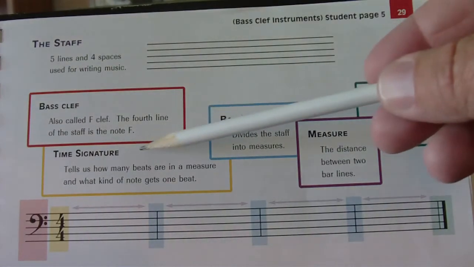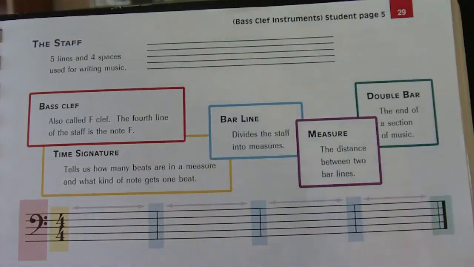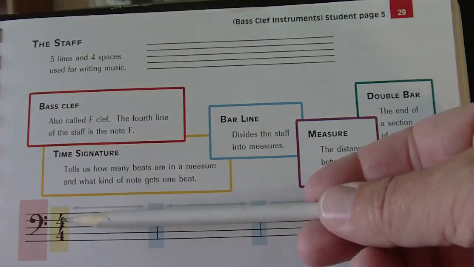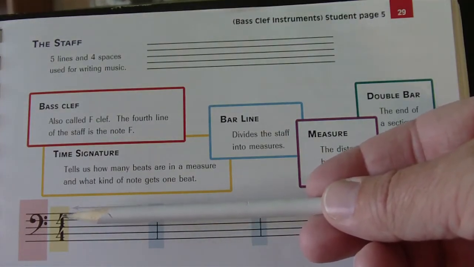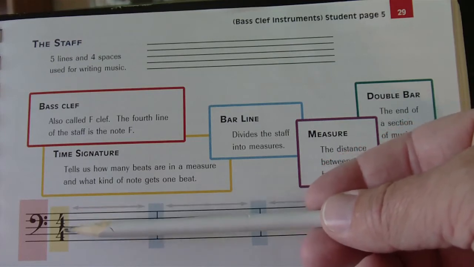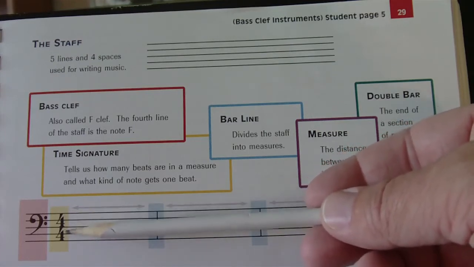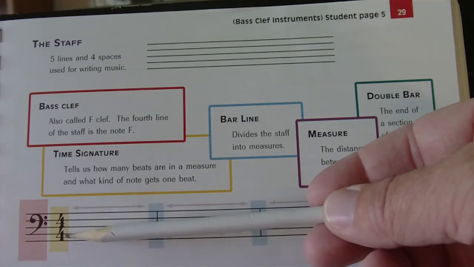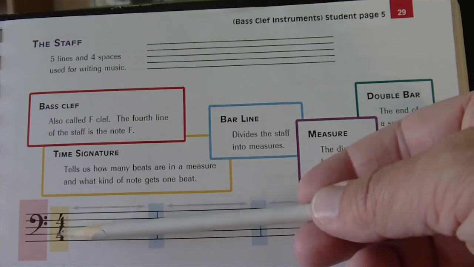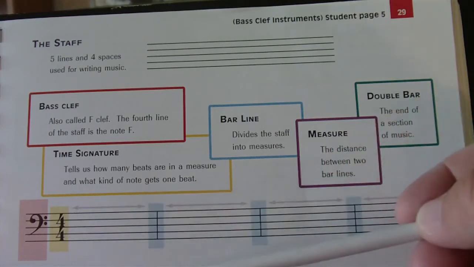This yellow box is talking about your time signature, which tells us how many beats are in a measure and what kind of note gets the beat. This top number says 4. That's how many beats are in a measure. 4 beats in a measure. This bottom number is a 4. That's 4 fourths if it were a fraction. And that would mean 4 fourths or 4 quarters, meaning a quarter note gets the beat in 4/4 time.